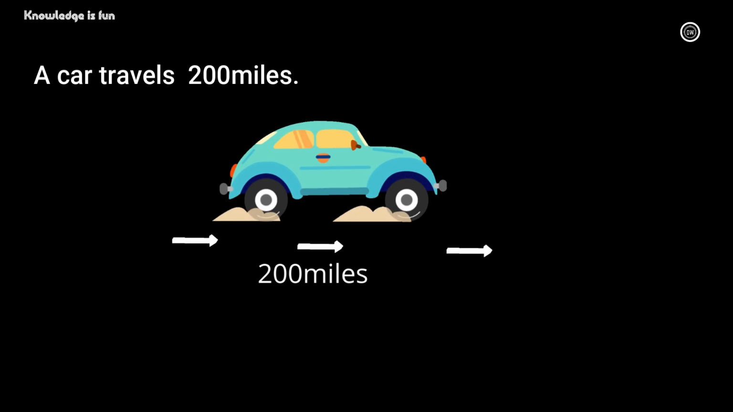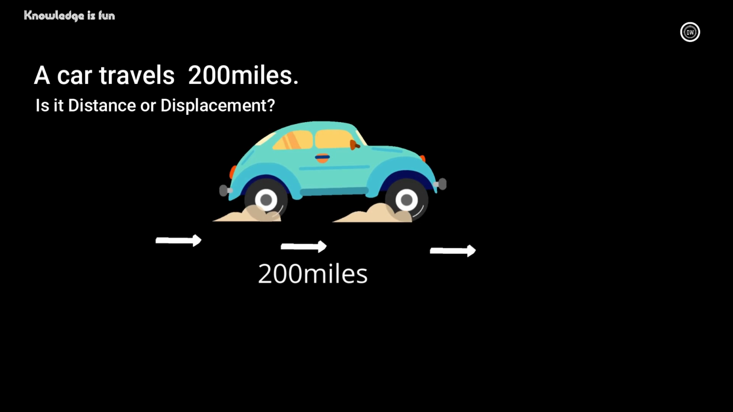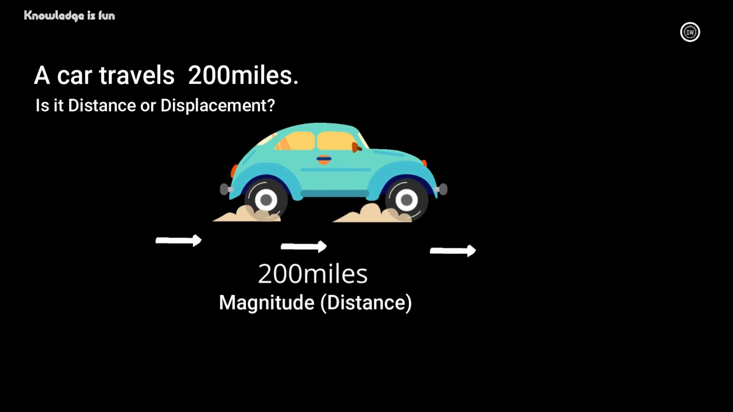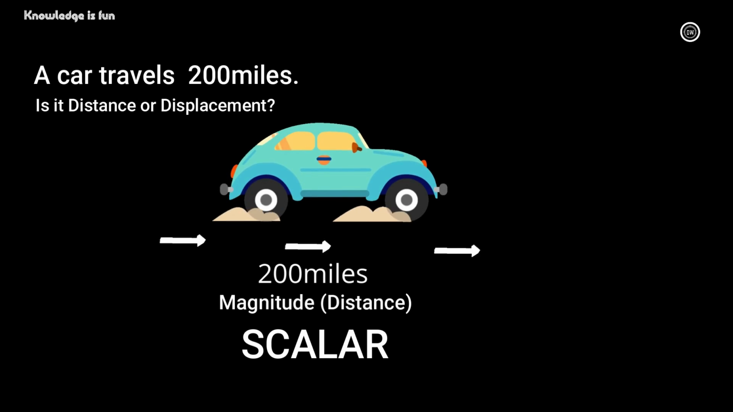Now let's take another example. A car travels 200 miles. Now let me ask, what clarifies this? Is it distance or displacement? If I'll tell you, I would say that is distance. Why? Because distance is a scalar quantity which tells only about magnitude, and 200 miles is only the magnitude.